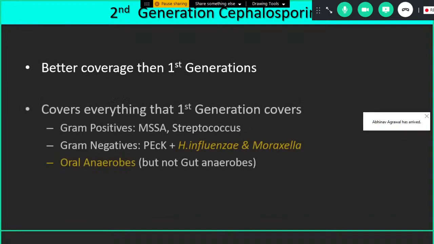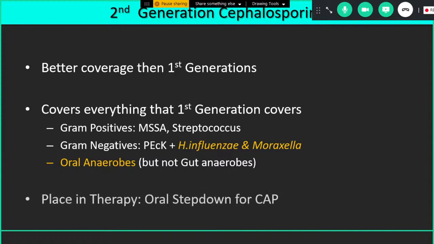Now, the second generation has the coverage of the first generation. The coverage of gram-positive is similar, that is, the MSSA and Streptococcus are sensitive. Then gram negatives, they are active against the PEC group. Plus, they also have increased activity on H. influenzae and Moraxella. Then they also have some activity against the oral anaerobes. But again, they are not very active against the gut anaerobes and enterococci.